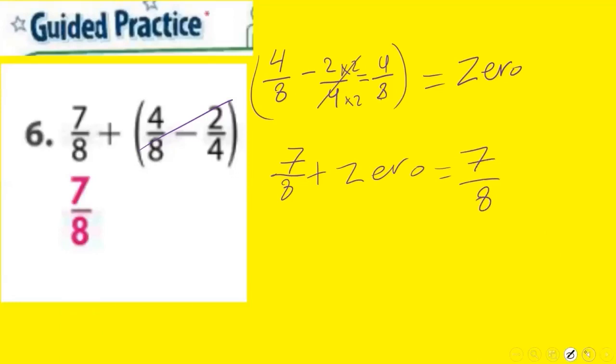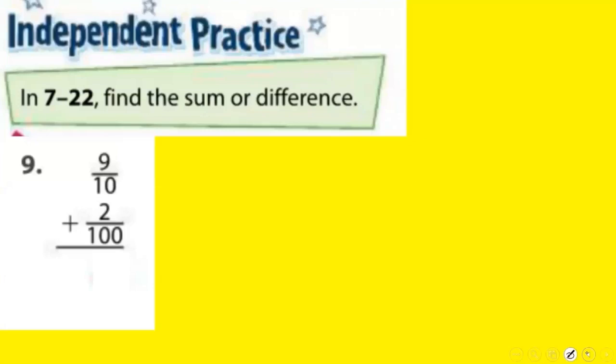Okay? Move to another one. Number 9. 9 over 10 plus 2 over 100. Okay, 100 is divisible by 10, but I need to change 9 over 10 to equal what over 100. Okay, how come 10 to be 100? Multiply it by 10 up and down.